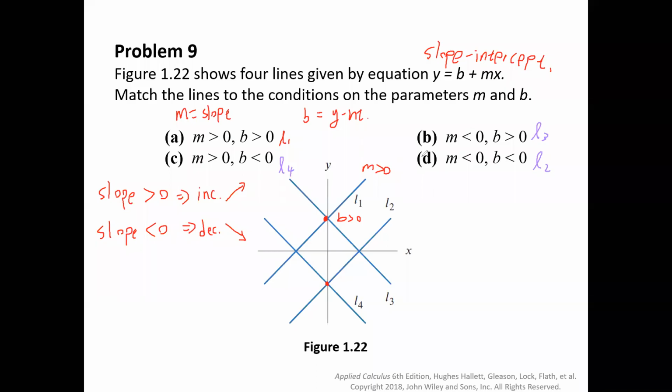All right, here we go. For part B, we have line 3. Line 3 is decreasing with a positive y-intercept. Oh, that's part B, and part C is positive slope and negative intercept, right? So that'll be our L2. My bad, that was a mistake. So L2: positive slope, negative intercept. And last but not least, part D, we have negative slope and negative intercept. That's going to be L4.